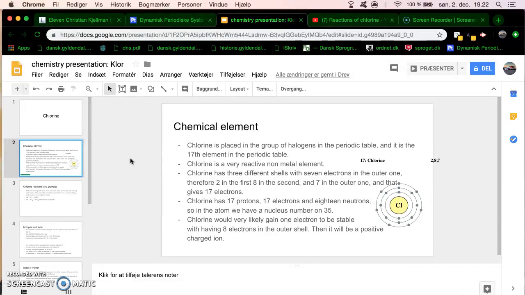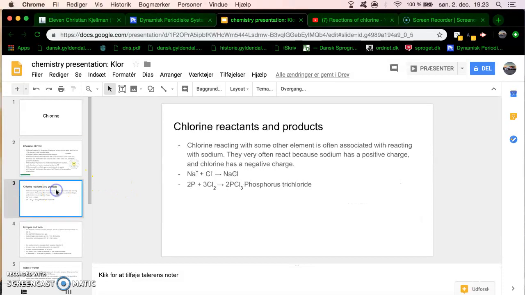Chlorine would very likely gain 1 electron to be stable, with having 8 electrons in the outer shell. Then it would be a positive charged ion.